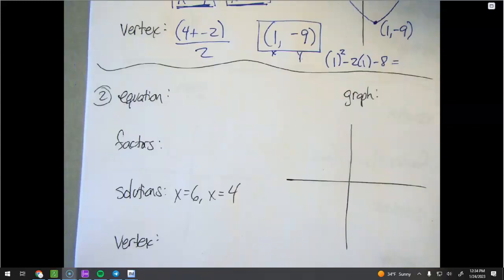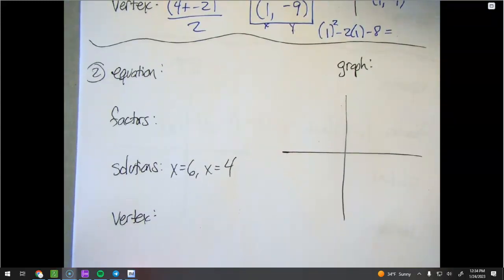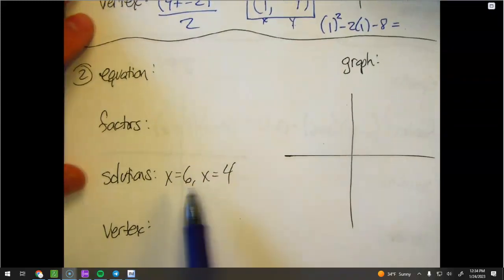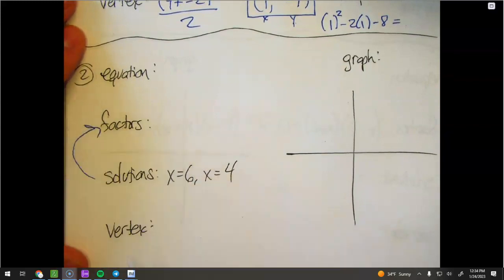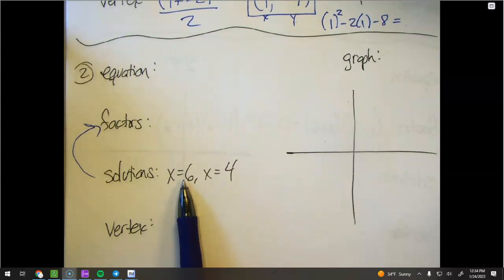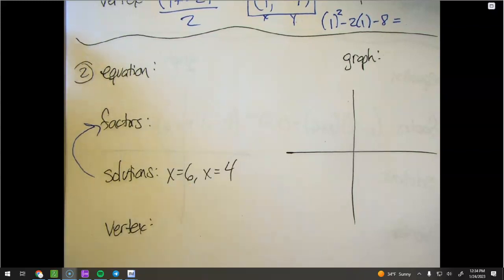Second one. So I started you in a different spot. So we have to figure out how to work our way around when you know something different. But you can use the one we just did to help you. I would probably start by going from solutions to factors. So if my solution was positive 6, what was the factor? Like x minus 6, right?